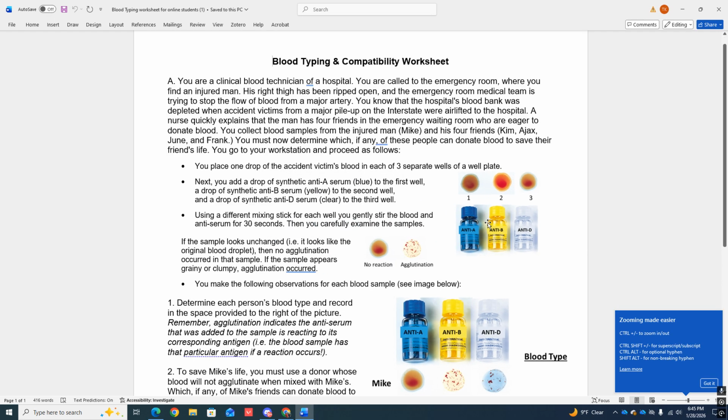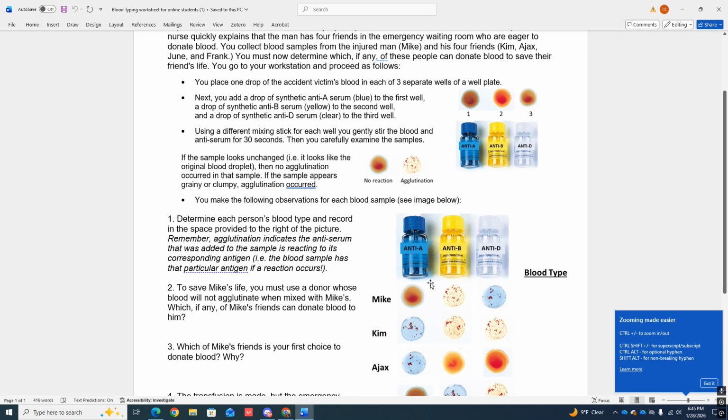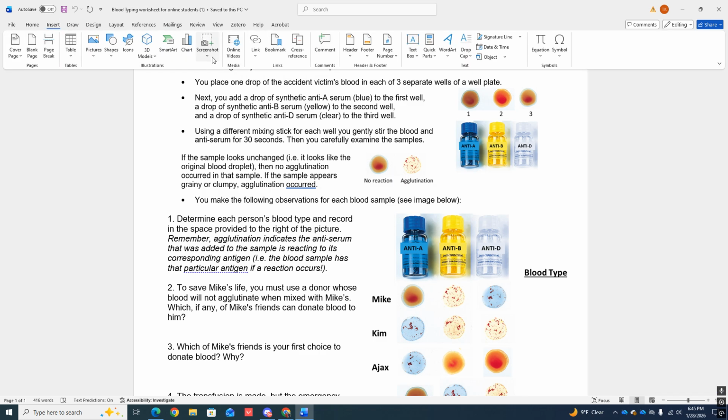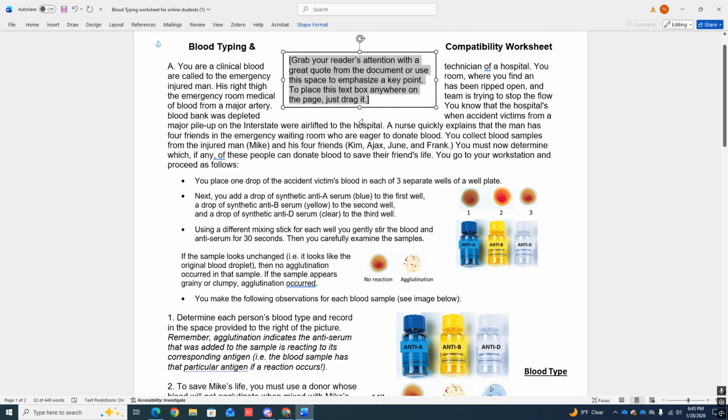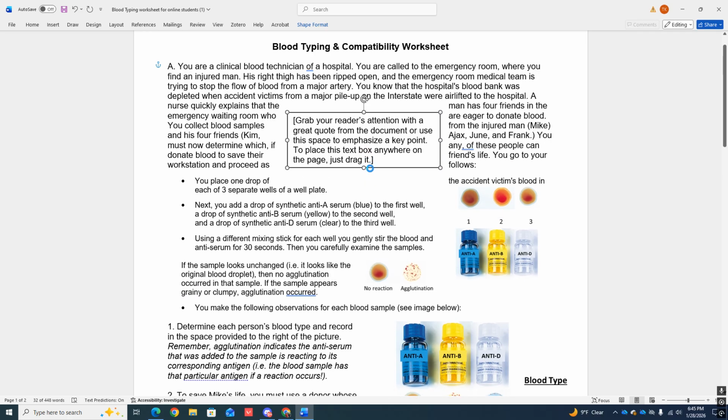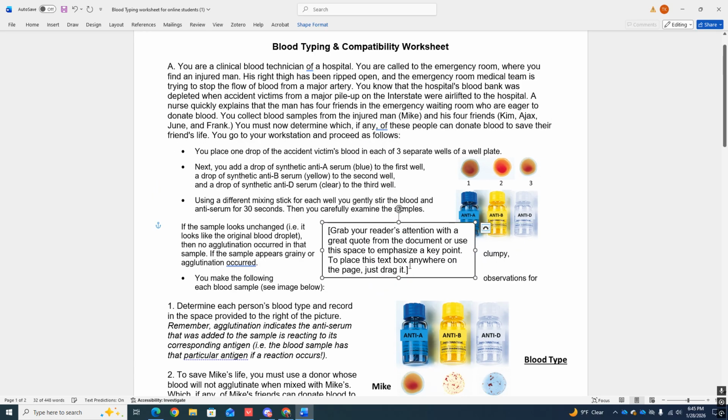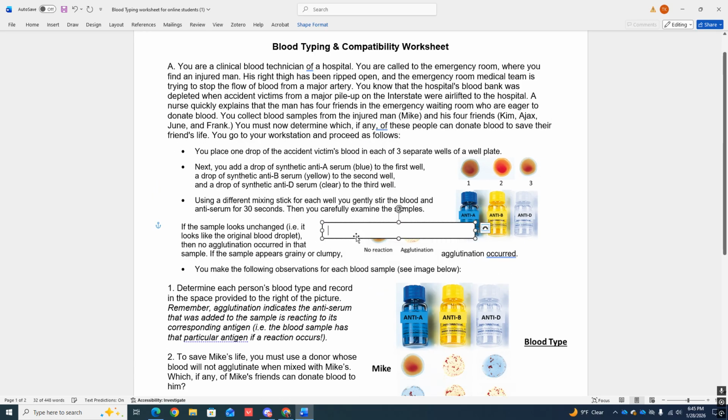Perfect. All right, beautiful. So how are we going to determine what Mike's blood type is here? Remember, it's the blood that's being donated to the vial, all right? So let's write here too. We're going to insert a text box. Simple text box here. Things might get a little jostled here because of this, okay?